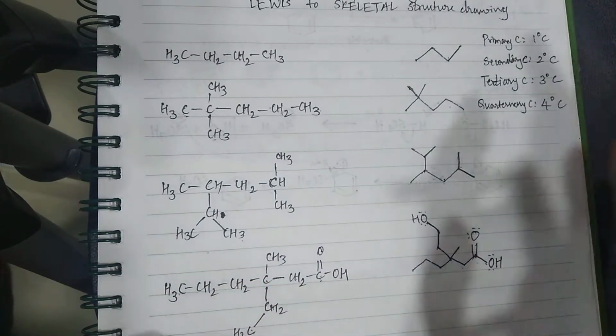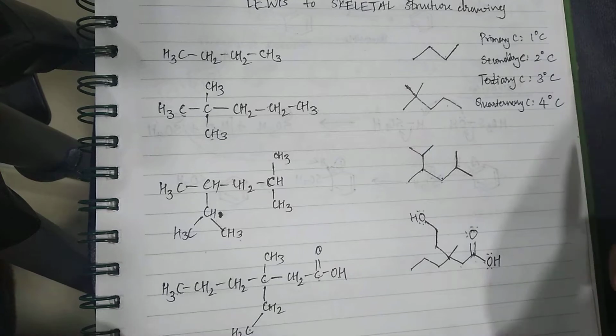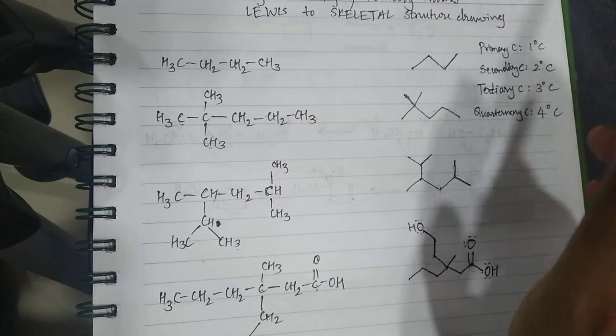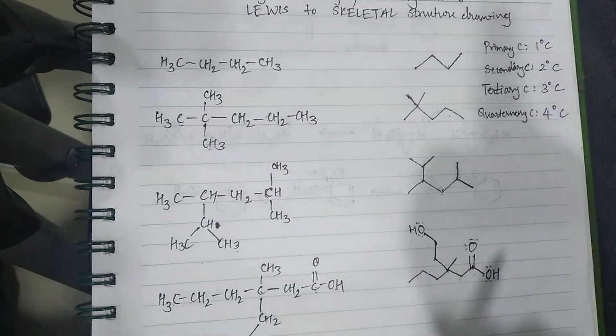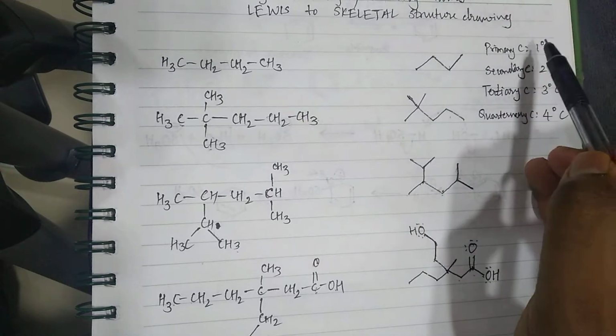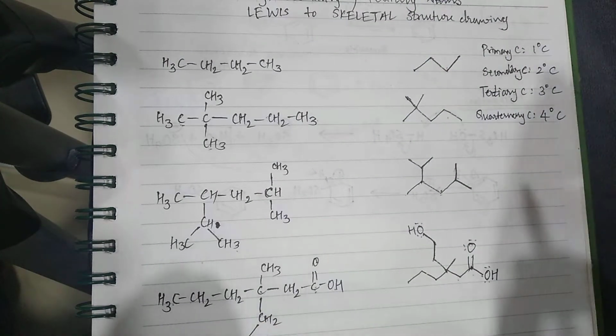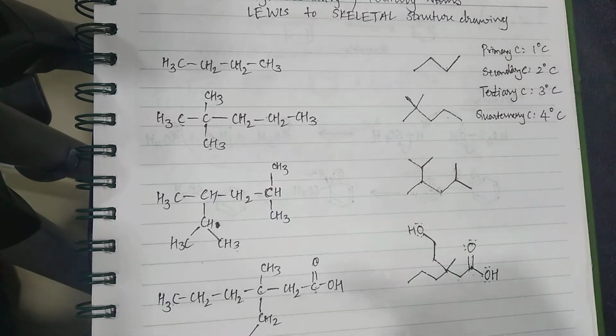So what is primary, secondary, tertiary? Primary carbon atoms are those carbon atoms which are attached to only one carbon atom. Now, whichever carbon atom that I am going to talk about.